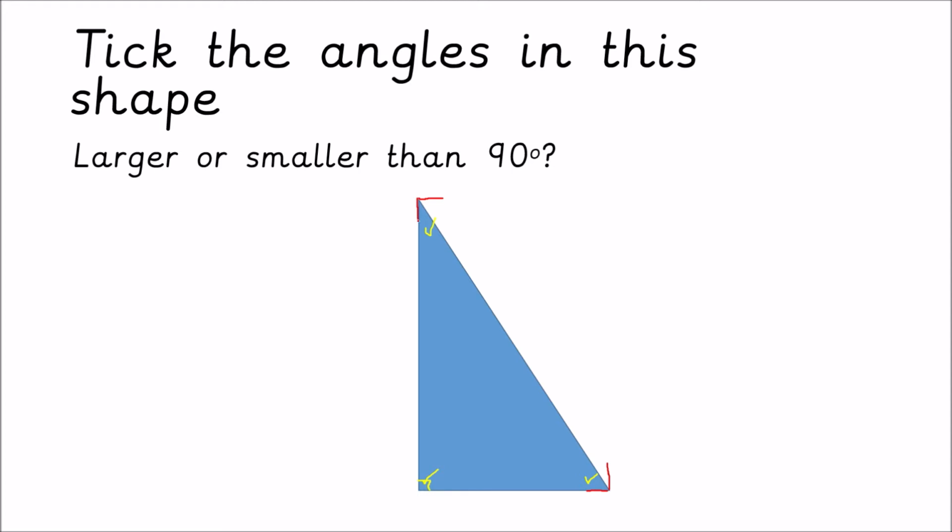However, they do not. As you notice, this is smaller than a 90-degree angle. So I'm going to label that with an S for smaller. And this one is also smaller than my 90-degree angle, so I can label that with an S as well. And there I'm done. I've ticked all my angles and I've labelled them. Okay.